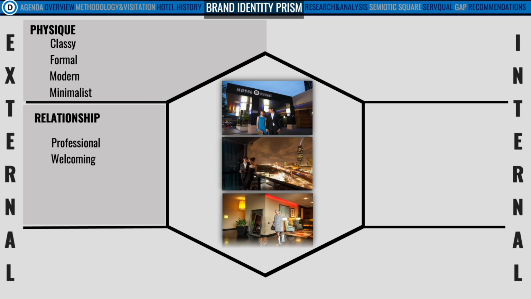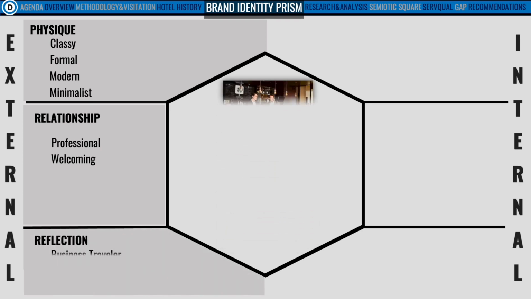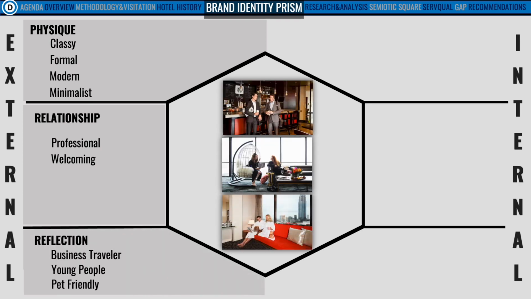Next, we have the relationship, which is the interaction between the hotel and its guests. Here it is professional and welcoming. In reflection, we can see clearly from Hotel Derrick's website that they position themselves to target business travelers, young people, and being pet-friendly.